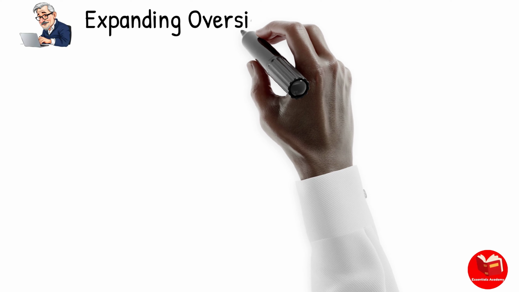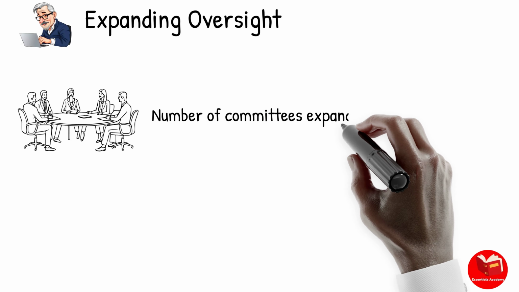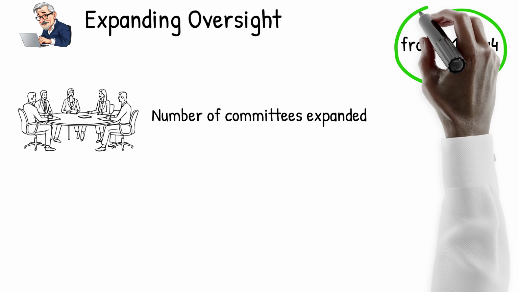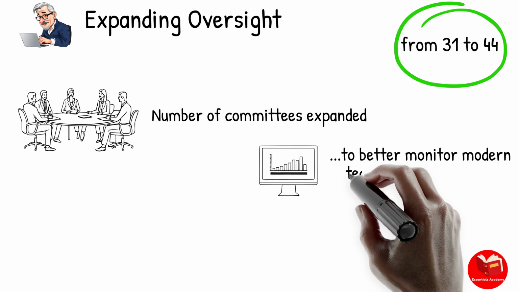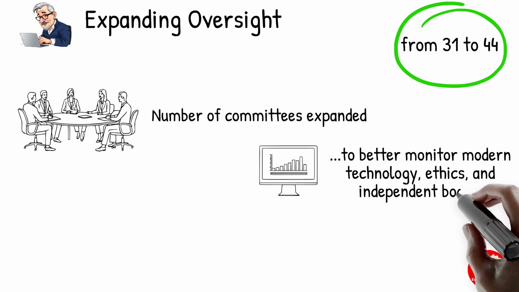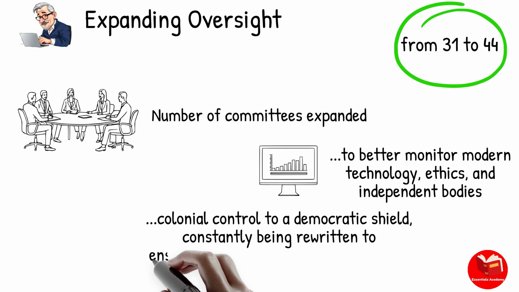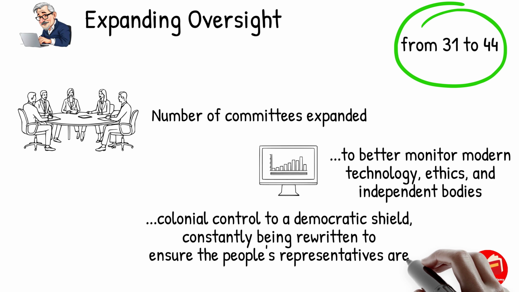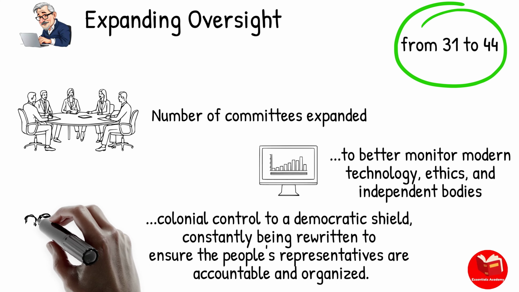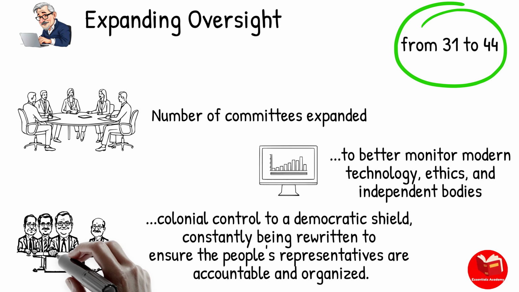4. Expanding oversight. The number of committees increased from 31 to 44 to better monitor modern technology, ethics, and independent bodies. In summary, the standing orders have moved from being a tool of colonial control to a democratic shield, constantly being rewritten to ensure the people's representatives are accountable and organized.